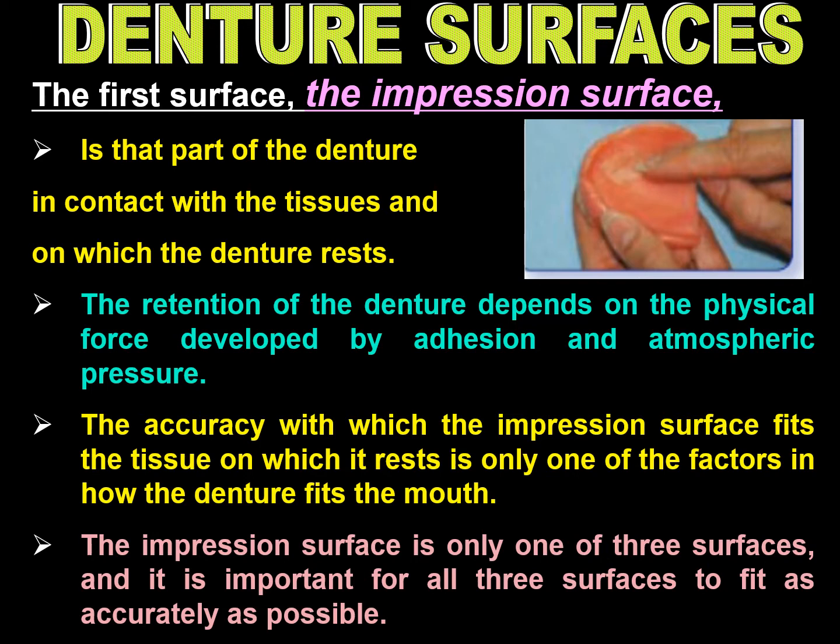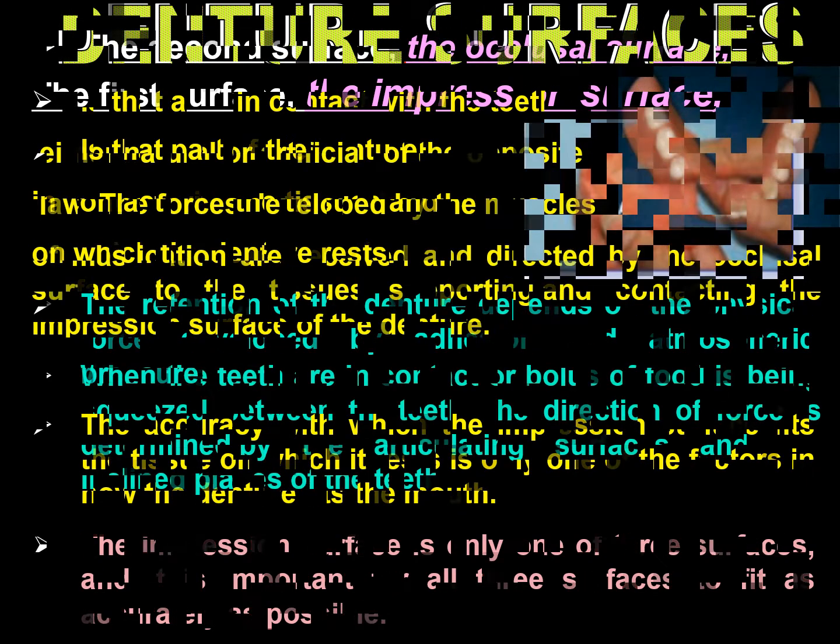The impression surface is only one of the three surfaces, and it is important for all three surfaces to fit as accurately as possible. All the retention obtained from the impression surface depends on the physical means of retention.